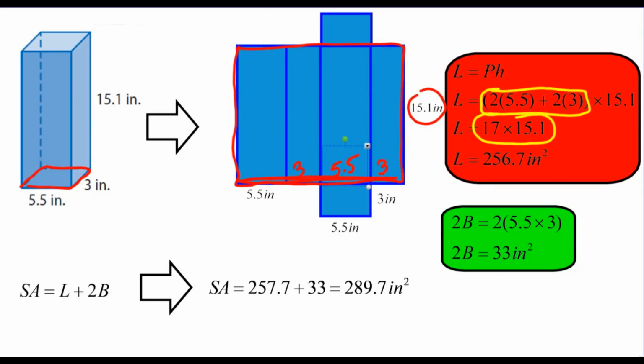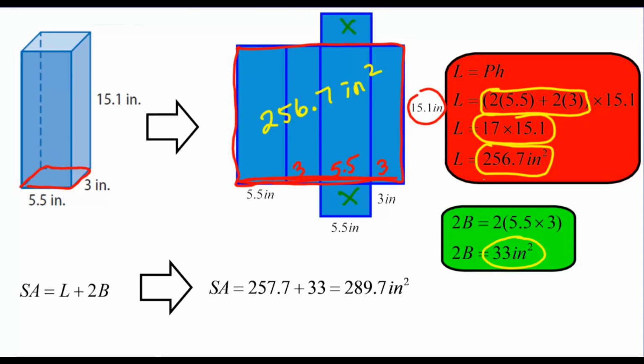So base times height, and that's what I got here. 17 times 15.1 is 256.7 square inches. So 256.7 square inches is the lateral surface area. Then all we have left is the two bases, base here and base here. So then the area of the base is 5.5 times 3, and then I have two of them, so I doubled that, and that gives me my base area of 33 inches squared. And then all I have to do is add those two together.